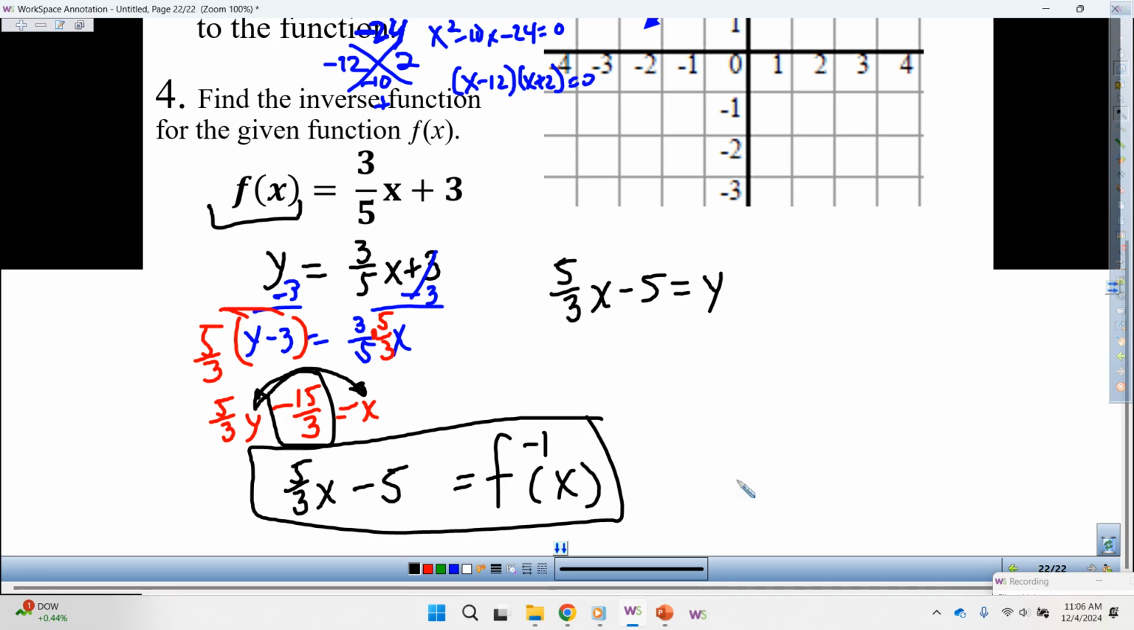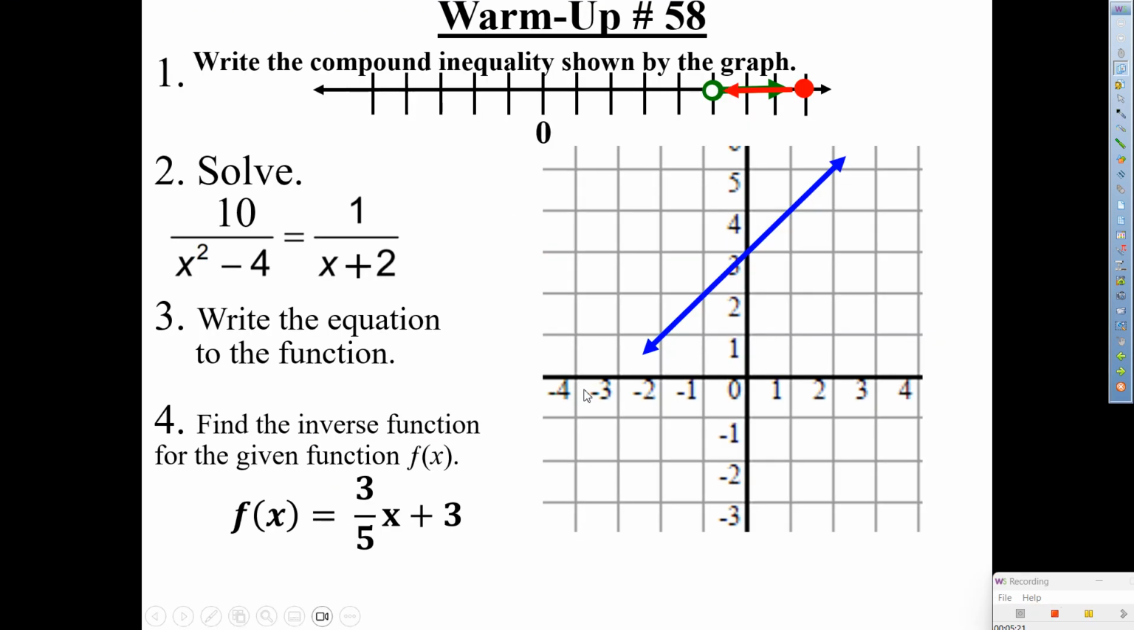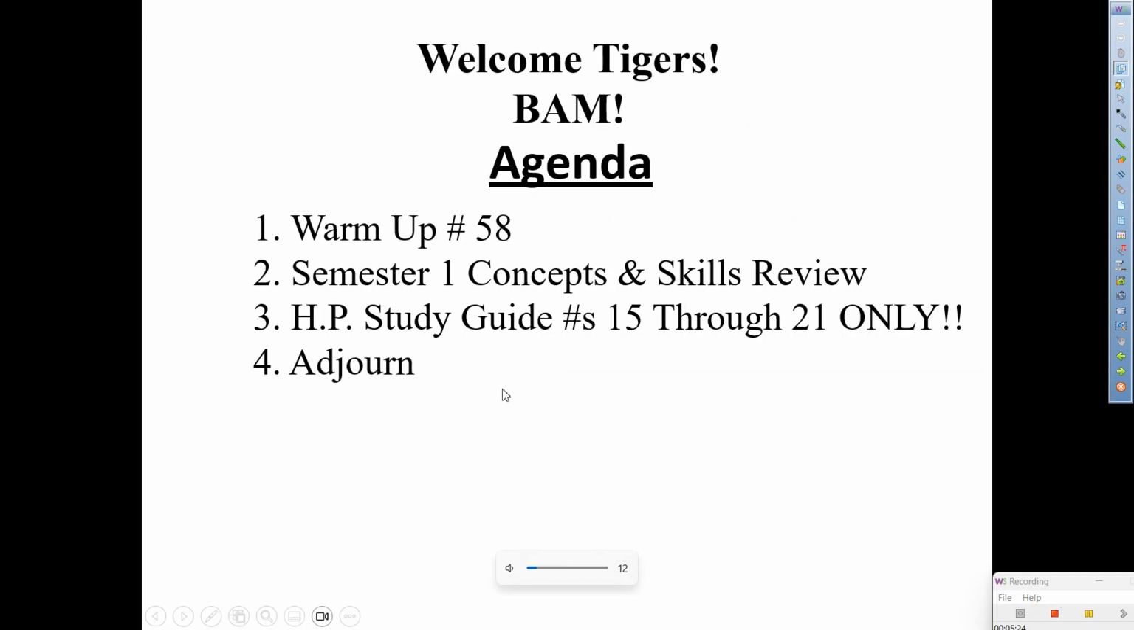So make sure you got that down, because I think we left off there yesterday. So today we're going to be working on that. All right, send that in, please. Copy the agenda. All right, warm-up number 58 is done. Semester 1 concepts and skills review. We're still in the middle of the study guide. Tonight, keep going to see if you can finish the whole thing, which I know some of you already did, which is really good. Appreciate it.